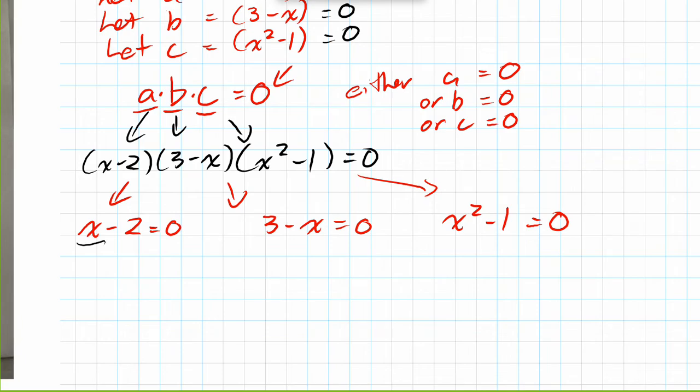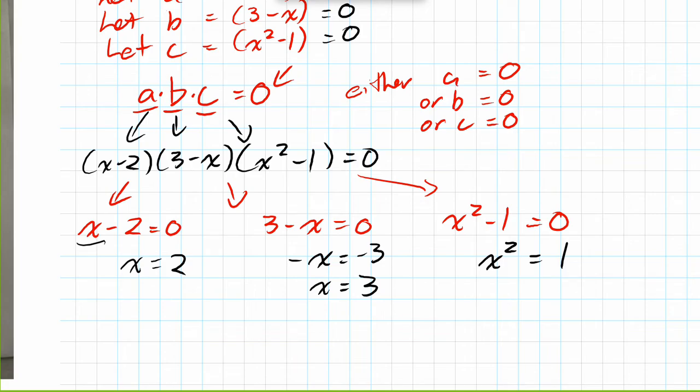And then when that's the case, we just isolate for x. x is equal to 2. That one's relatively simple. This one here, we get negative x equals negative 3, which means x is equal to 3. A little harder, but not bad. This one's a bit trickier. x squared is equal to positive 1.